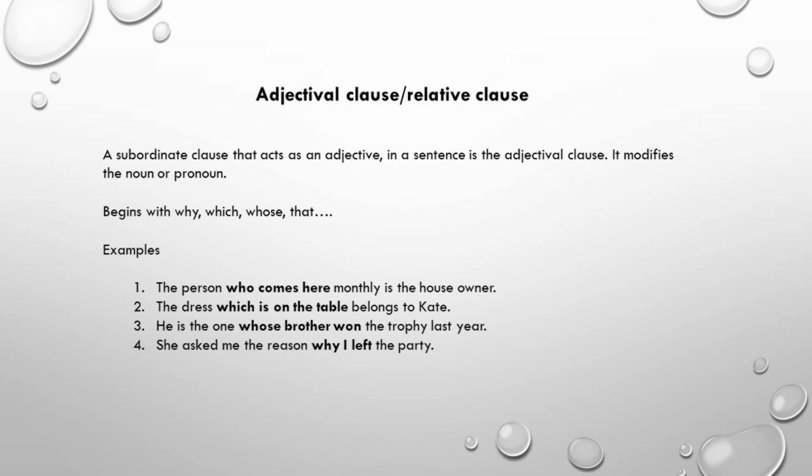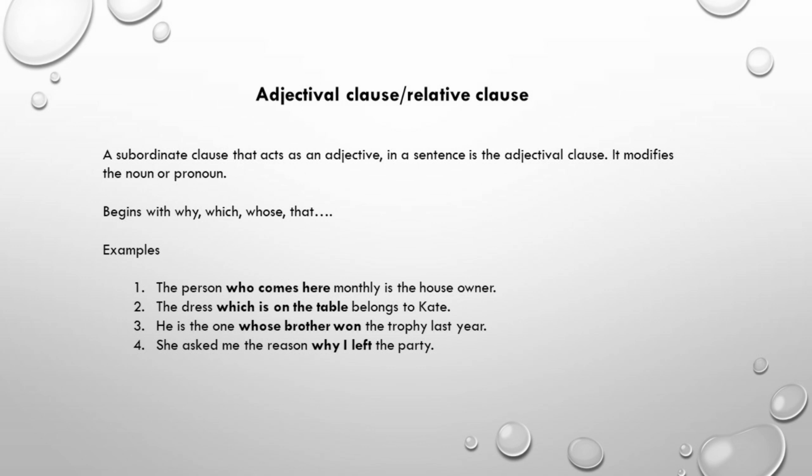Now moving on to what adjectival clauses are. Adjectival clauses are also called relative clauses. A subordinate clause that acts as an adjective in a sentence is the adjectival clause. It modifies the noun or pronoun in a sentence. Adjectival clauses begin with the words who, which, whose, that. ஒரு சென்டென்ஸ்ல எந்த ஒரு சபார்டினேட் கிளாஸ் adjectiveக்கான ஃபங்க்ஷனை பண்ணுதோ அதுதான் நம்ம adjective clause அப்படின்னு சொல்லுவோம். Adjectival clauses ஒரு சென்டென்ஸ் உடைய நவுனையும் ப்ரொனவுனையும் தான் மாடிஃபை பண்ணும்.